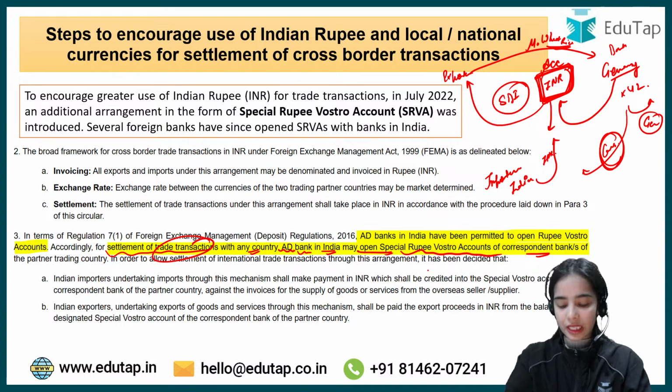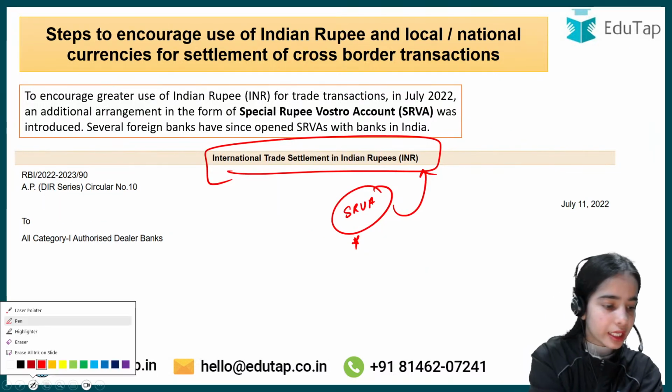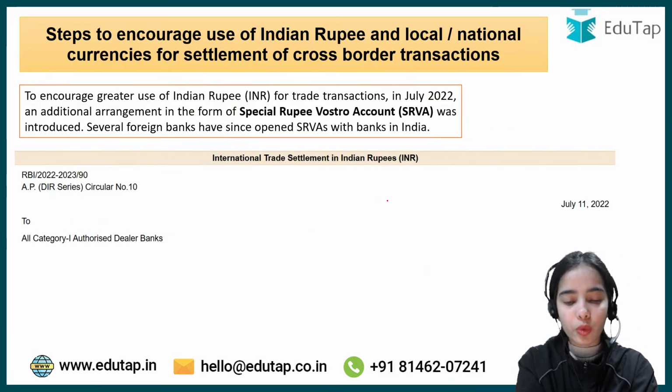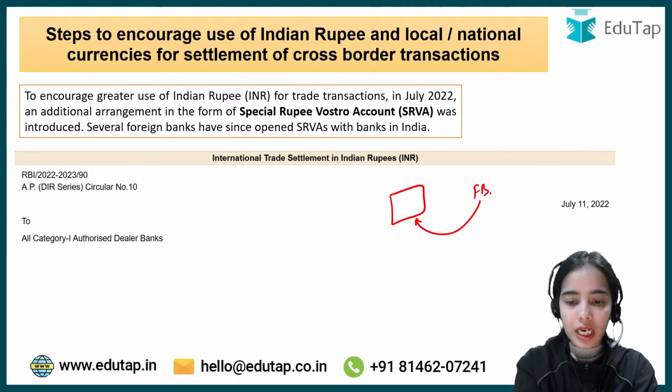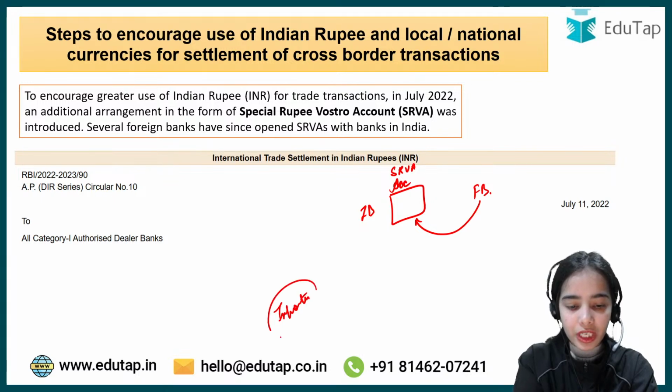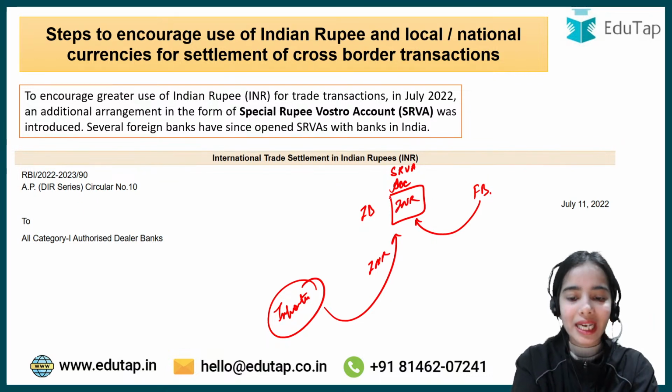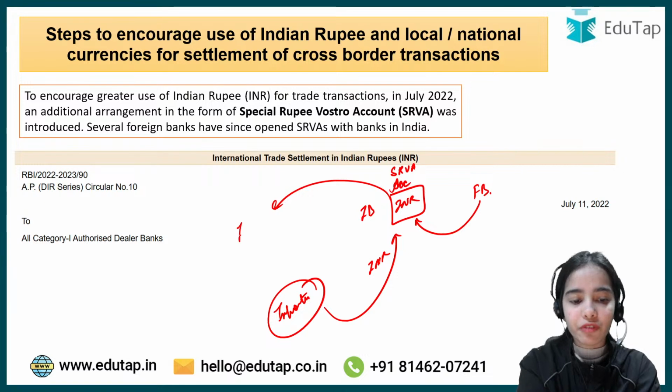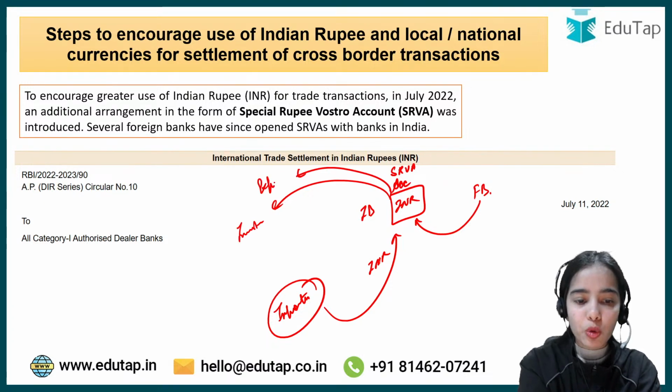So this was the basic idea. Under the special rupee vostro account, it was allowed that foreign banks can open their account in the Indian bank. This account is the special rupee vostro account, in which the importers of our country will pay in Indian rupees, and these Indian rupees will be kept in this account, which can be used for investment in our country, and can be used for paying the exporters of our country.